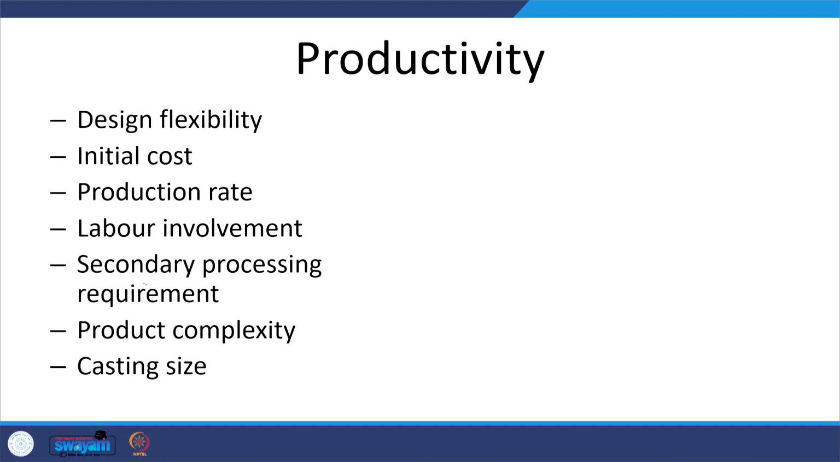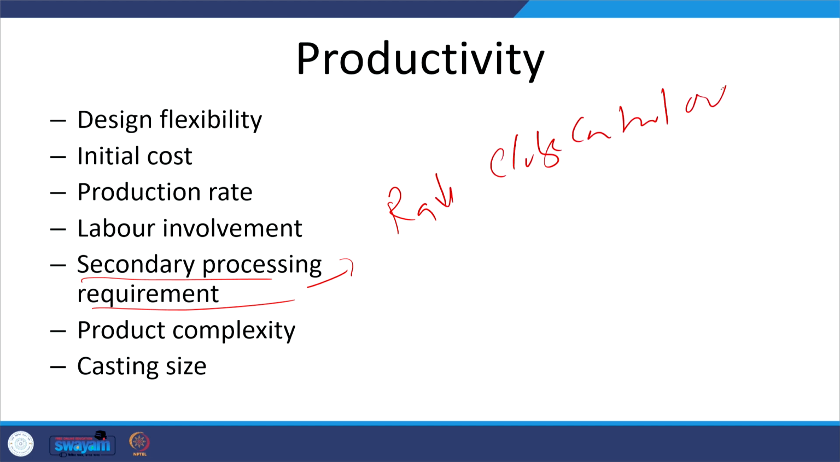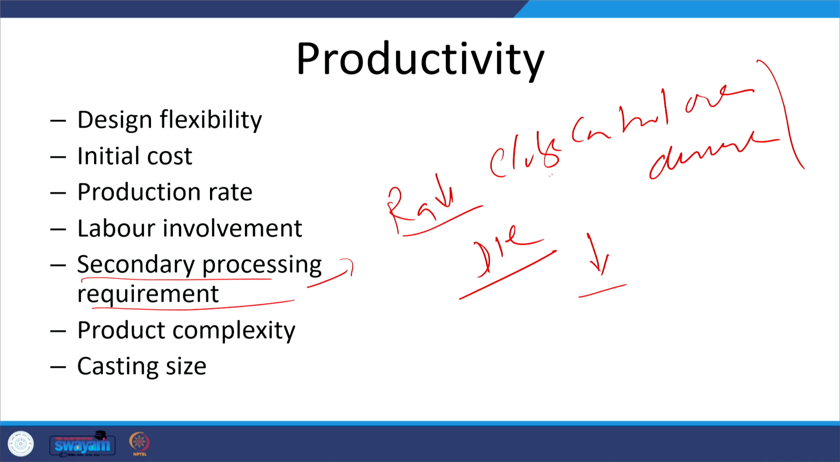Now, as far as secondary processing requirement is concerned, because of the good surface finish and close control over dimensions in die casting, the requirement is less. We get good microstructure, good mechanical properties, good surface finish and close control over the dimensions. But for certain applications, if we require even closer control over dimensions, a finer finish, or a better microstructure, then certainly machining or post heat treatment of the casting can be done.